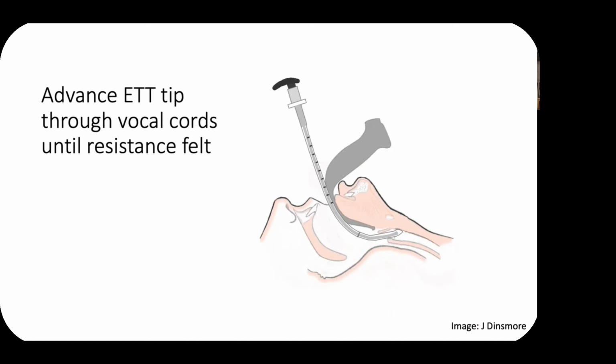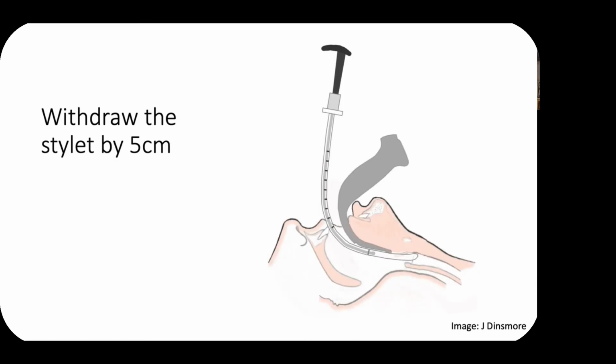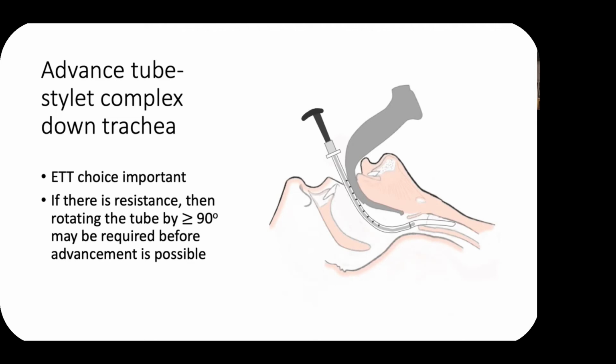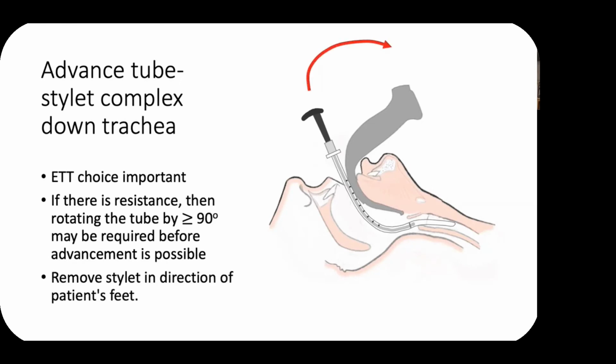You should advance the tube gently through the cords, and you will usually make contact with the anterior wall of the subglottis. At this point, you or your assistant should withdraw the stylet by 5 centimeters before advancing the tube down the trachea. You may need to rotate the tube at this point, and I'll cover that next. If the tube advanced successfully, then the stylet should be withdrawn in the direction of the patient's feet to stop it pulling out the endotracheal tube.